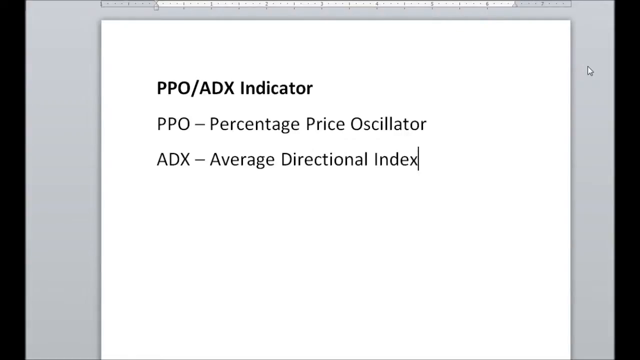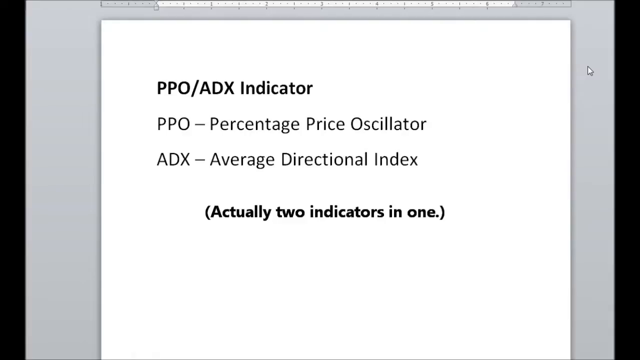Okay, today I'm going to talk about the PPO and ADX indicators that I have found to be a pretty reliable indicator to identify reversals to the upside. I first learned of this from attending a webinar that was presented by Wendy Kirkland.